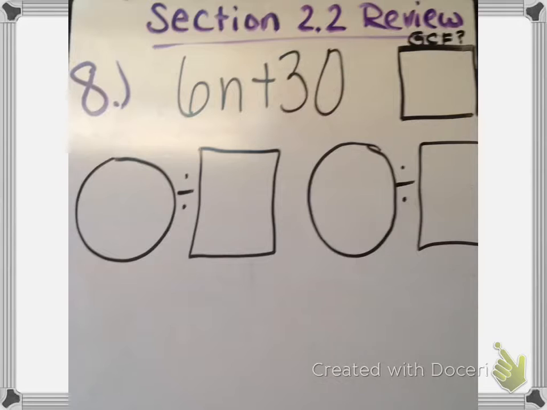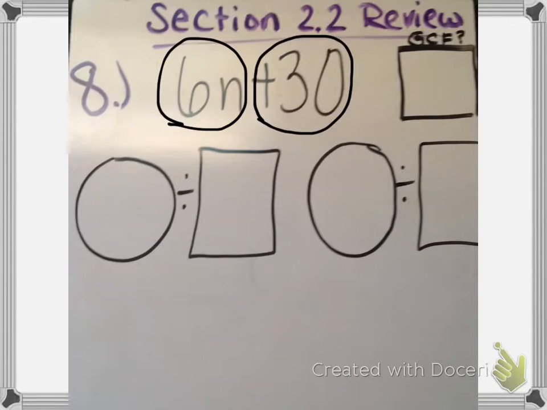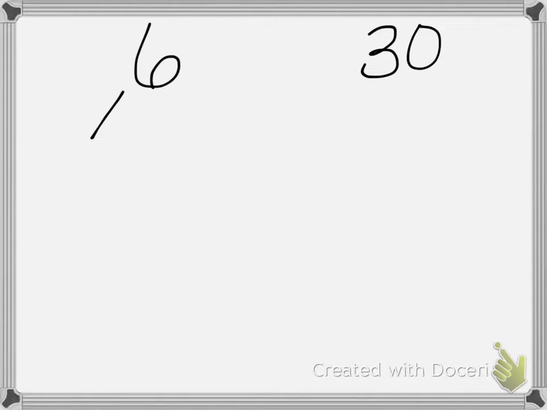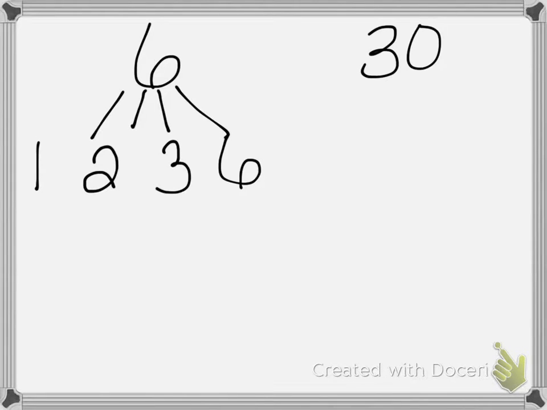Now let's factor 6n plus 30. Remember, we're trying to find the greatest common factor. The first term, 6n, is positive. The second term is positive 30. So look at the 6 since that's the smaller number. I know 1 times 6 equals 6. I know that 6 can be divided by 2, and that equals 3. Those are the factors of 6, and they're the only ones we need to look at in 30.